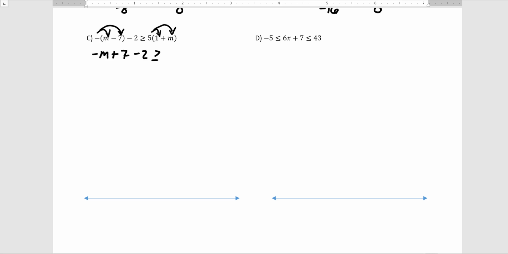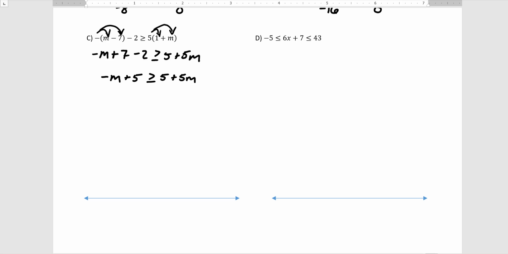Let's distribute that 5. So I'll have 5 times 1 is 5, and 5 times m is 5m. Combine some like terms here. I have negative m plus 7 minus 2 would be positive 5, greater than or equal to 5 plus 5m.